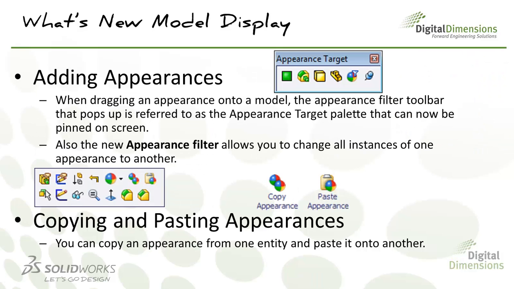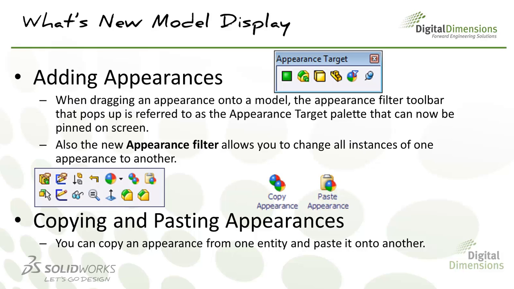And new for SolidWorks 2013, when adding appearances, you'll notice that the Appearance Target toolbar now has a thumbtack icon to pin it up on screen, thus allowing you to reuse the same entity filter over and over again when applying more appearances. In addition to this thumbtack, you'll also notice that there's a new Appearance Filter icon. What this does is it allows you to use as an entity filter all appearances that are already on your model. For example, when you want to replace all the blue appearances on a model with a red appearance, let's say, this new appearance filter will grab all instances of that blue and allow you to replace it with red in one shot.